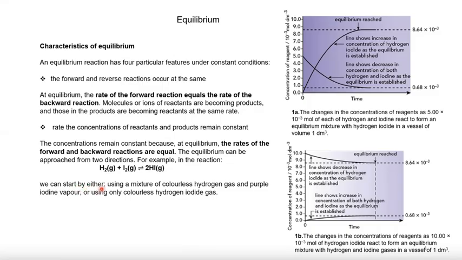When you start by either using a mixture of colorless hydrogen gas and purple iodine vapor, or using only colorless hydrogen iodide gas, we see that the forward and backward reaction rates are the same, and the concentrations of the reactants and products are the same too.